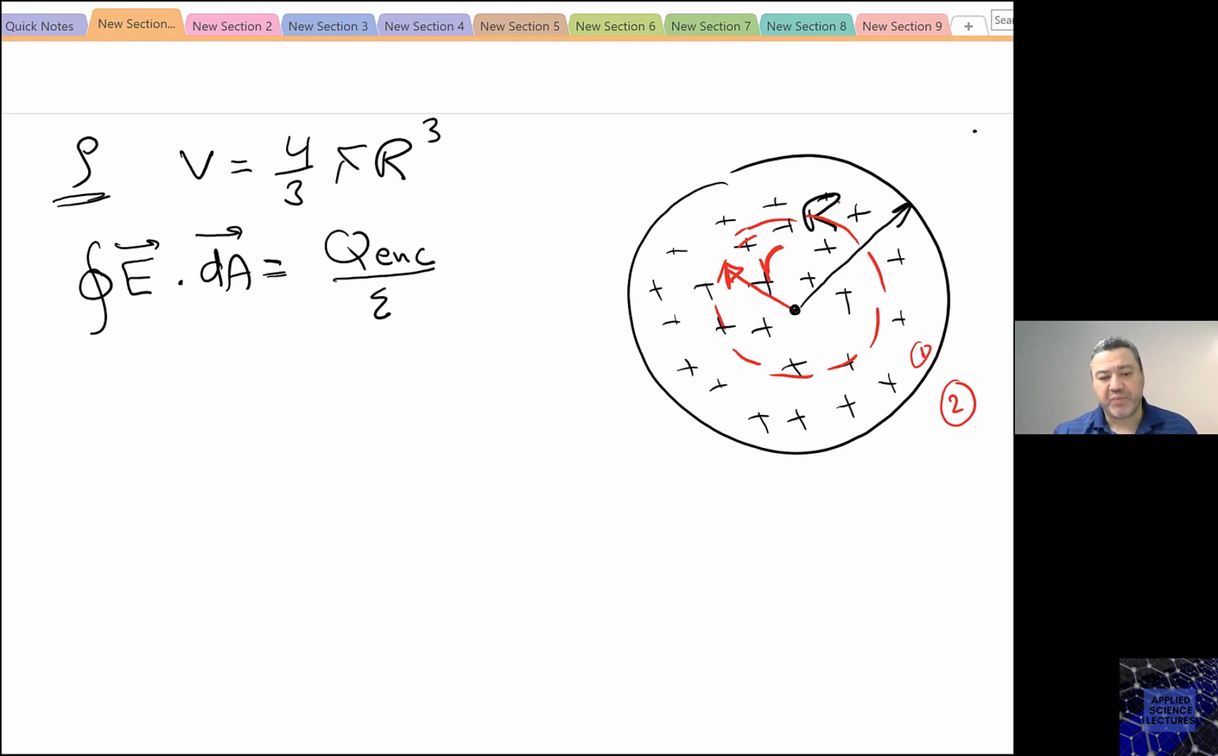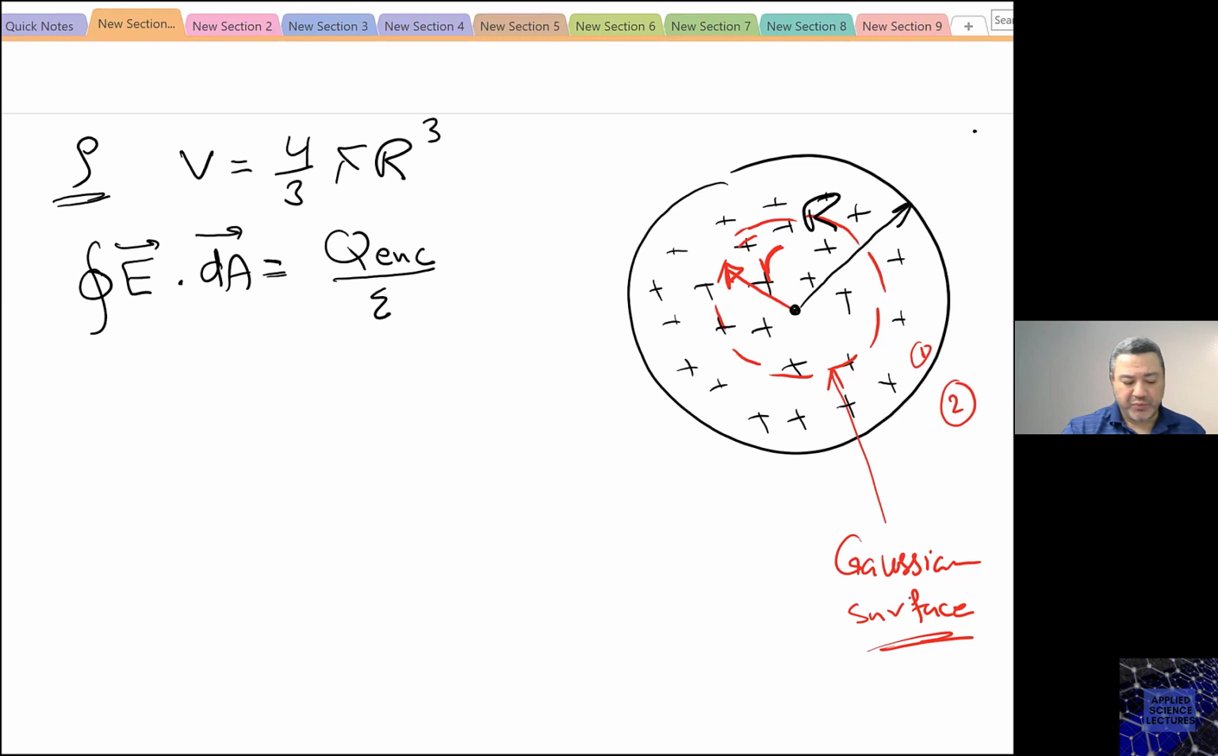This is the radius of my Gaussian surface, which is a sphere in this case. This Gaussian surface is a sphere.